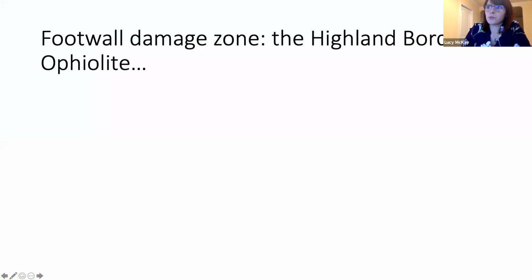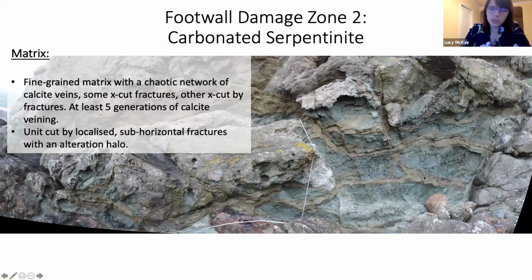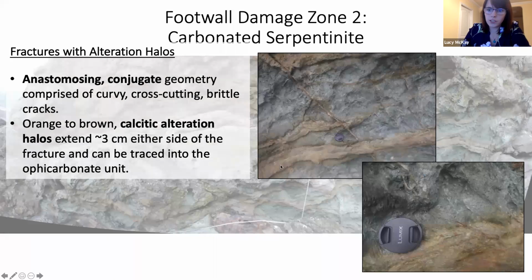So starting with that purple footwall damage zone 2 in the Highland Border ophiolite, it is a carbonated serpentinite, and it displays a chaotic network of cross-cutting calcite veins. This unit is cut by localized subhorizontal fractures with an alteration halo, which you can see in the picture. The fractures themselves have an anastomosing conjugate geometry and are comprised of curvy, cross-cutting brittle cracks. Orange-brown alteration halos extend about 3 centimetres either side of the fractures, and this alteration is symmetrical either side of the aperture.